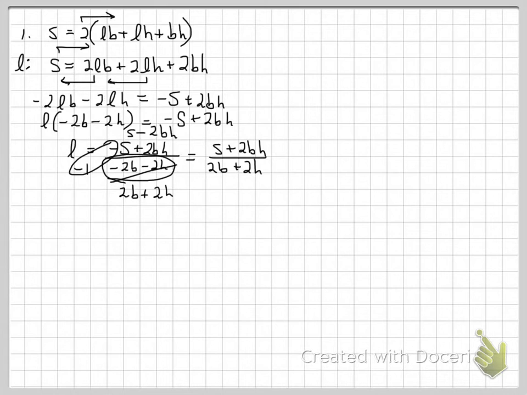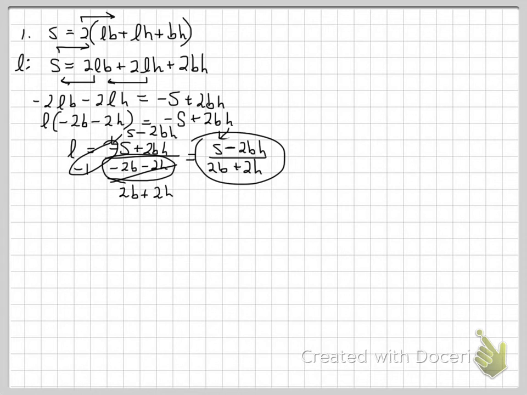Do not be tempted to cancel anything because, of course, you have to have factors, and this s does not factor in to the rest. So that would be the equation. Oops, I think I did that wrong. Yeah, I needed this negative here. Sorry. I think I said it, but I didn't write it. Okay, so factoring out this negative over here, I'm reversing the signs, and I'm going to get s minus 2bh. And that's the equation for what L equals.